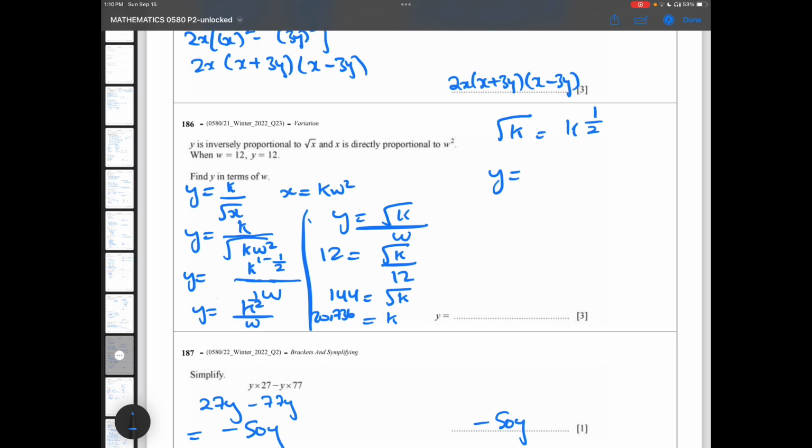Now I will place this value in my equation of y in terms of w. So y is equal to square root 20,736 upon w. And square root of 20,736 is 144 upon w. So I have found y in terms of w, that is 144 upon w.